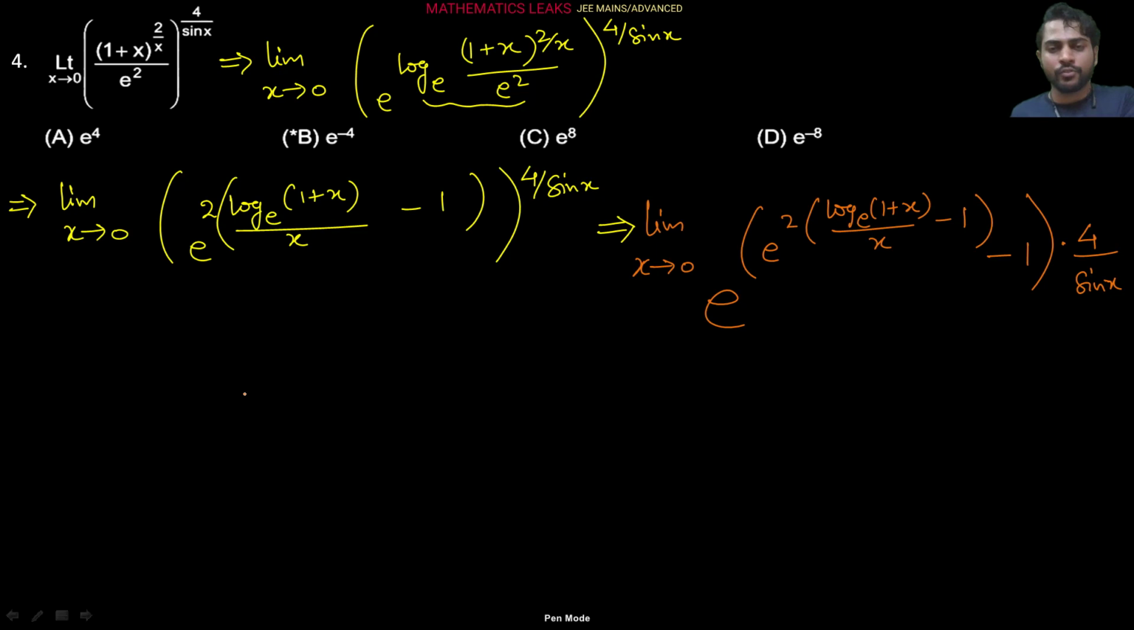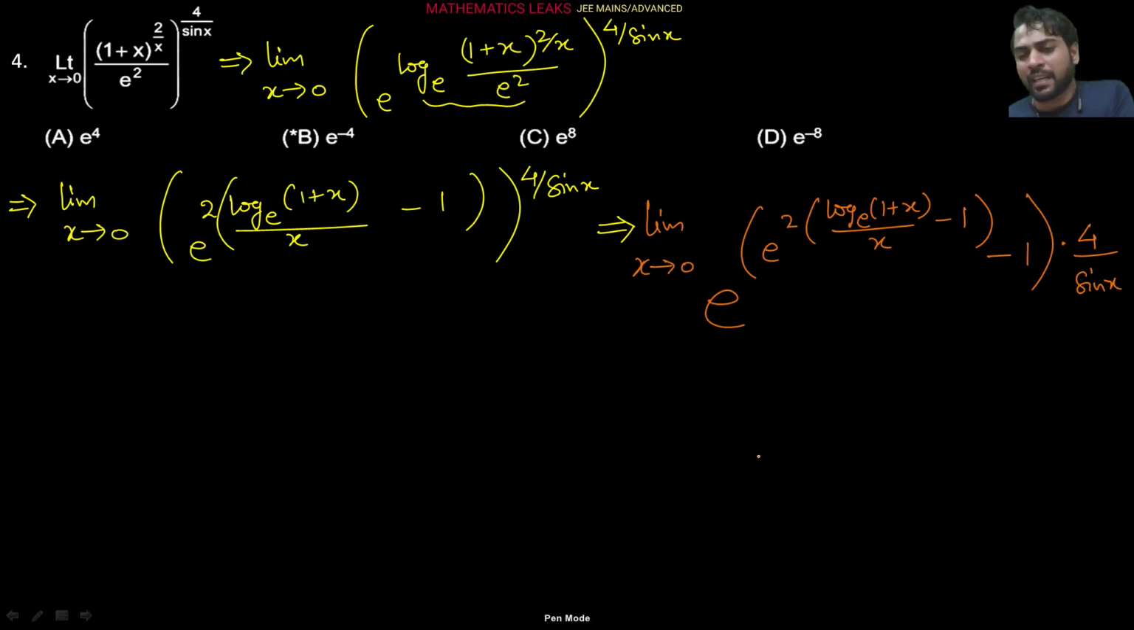Now this is a really very nice question. Here I am going to use a logic to convert this into a standard limit. I see that as x approaches 0, log base e of (1 plus x) upon x is tending towards 1 only. I already showed that standard limit. So 1 minus 1 is 0, 2 into 0 is 0 only, so e to the power 0 is 1. So 1 minus 1 is becoming here.